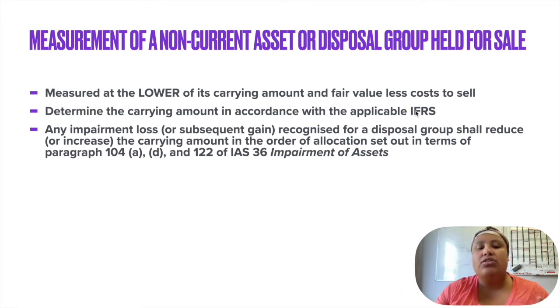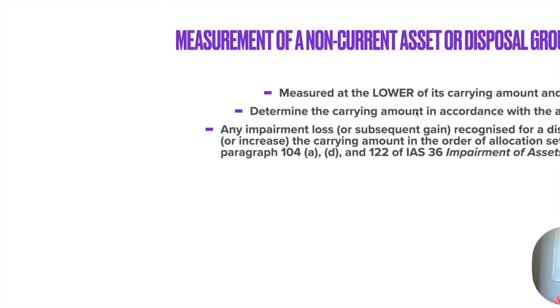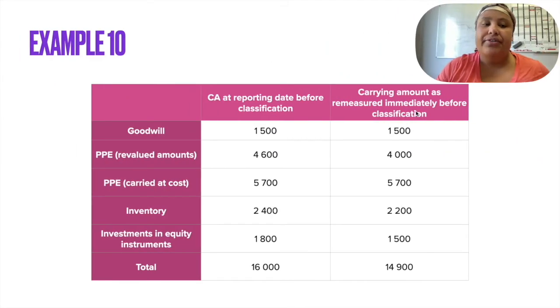And what this really is talking about, it's saying that if we are going to impair our disposal group in terms of IFRS 5, the way we allocate that impairment is based on how we do it in IAS 36, meaning we first allocate it to the goodwill, and any remaining impairment is going to be prorated to the remaining assets. So in order to illustrate this requirement further, let's look at example 10 in the illustrative examples.